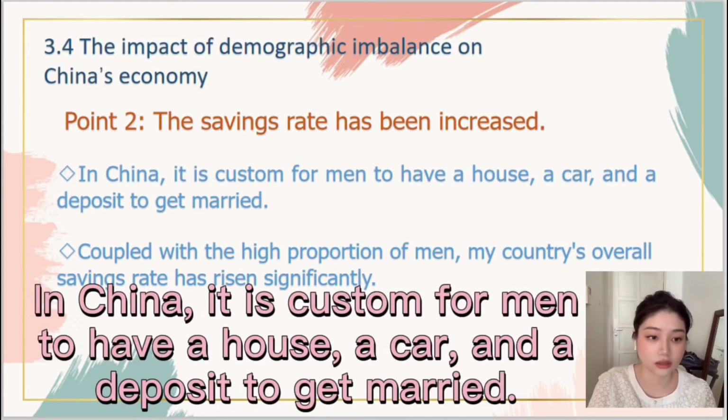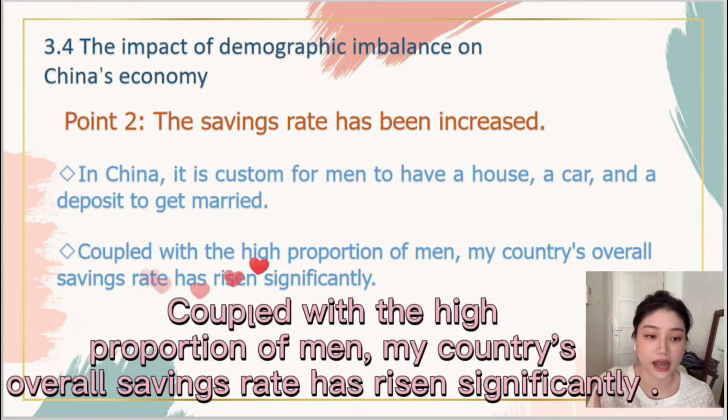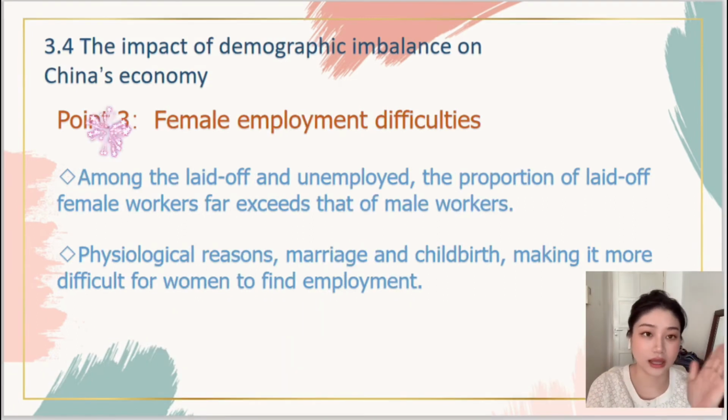In China, it is customary for men to have a house, a car, and a deposit to get married, and a couple with a higher proportion of men, and the country's overall saving rate has risen significantly.